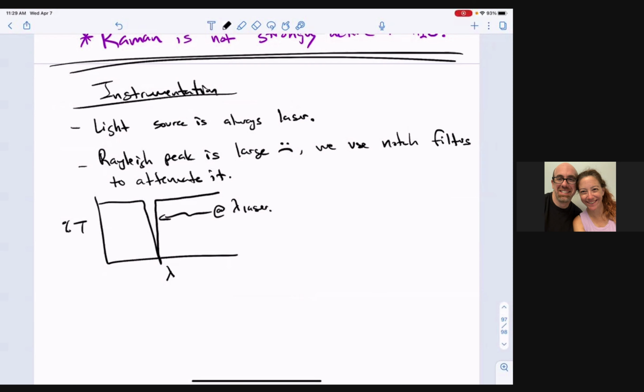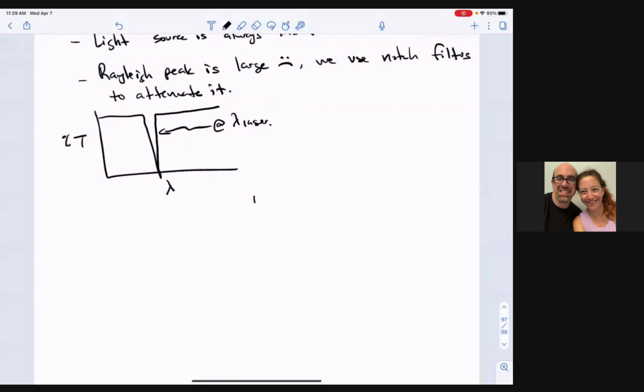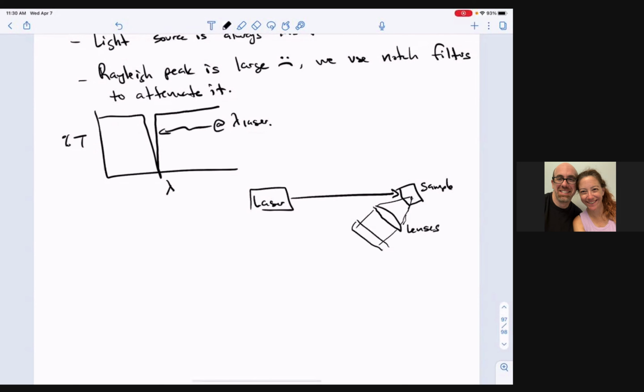And so if you're using a laser at 635 nanometers, for example, you would have a notch filter at 635 nanometers to absorb light. So the way it would work, if you have a laser, you have a sample, you tend to collect light in a backscatter geometry because you get more scatter that way. And then that light goes through a notch filter, and its job is to just attenuate that Rayleigh peak.